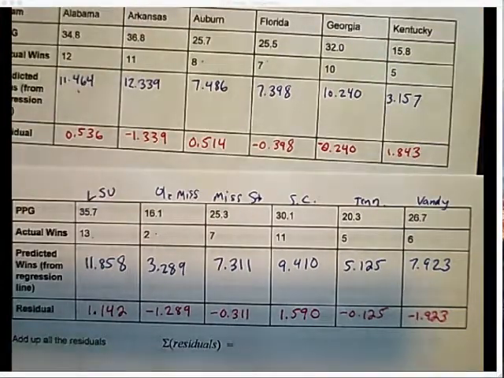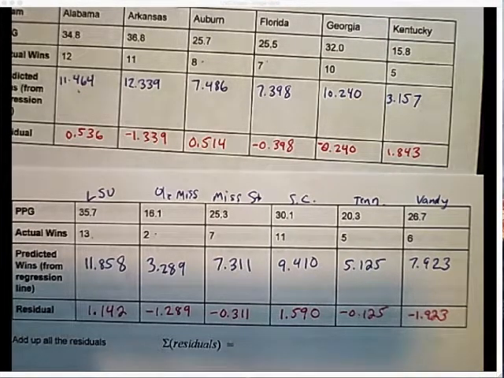I'm just going to do it in the calculator, so you can do that too. Do 0.536 minus 1.339 plus 0.514 minus 0.398. Now before I get my answer, it might be slightly different than 0 because of rounding. Okay, minus 0.240 plus 1.843 plus 1.142 minus 1.289 minus 0.311 plus 1.590 minus 0.125 minus 1.923.